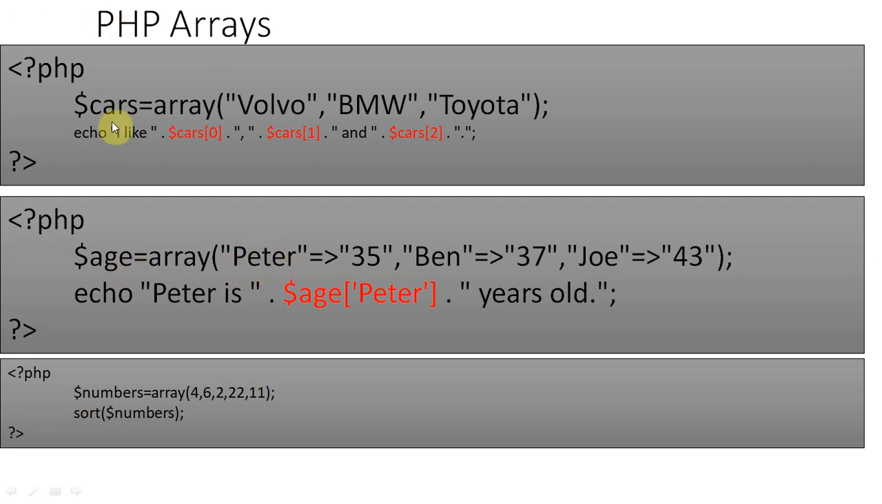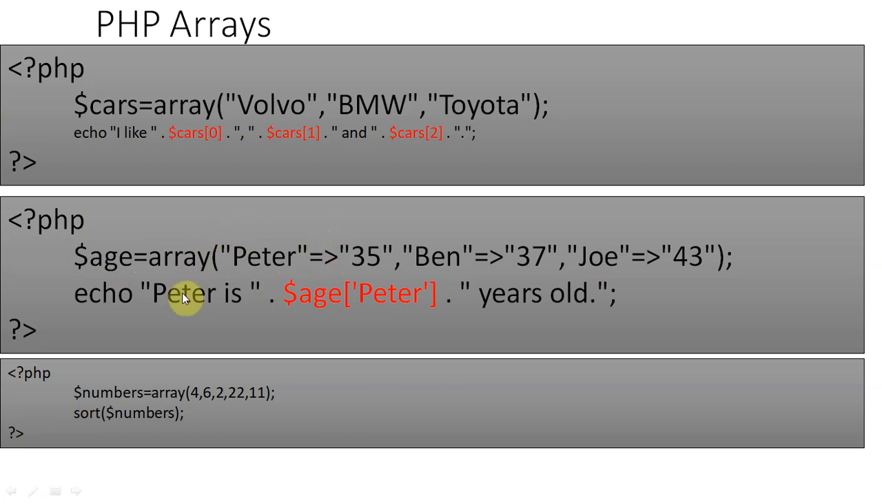However, in the previous example, the first subscript is automatically 0, the second is 1, and the third is 2. While in this case, the first subscript is Peter, the second is Ben, and the third is Joe. So at the Peter position we have 35, at the Ben position we have 37, and at the Joe position we have 43. Accordingly we are storing the values. This is another way of storing variables, just like a vector type in Java as well as in data structures.